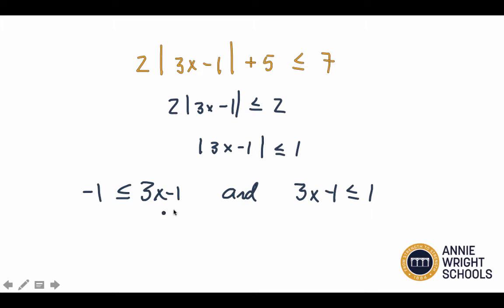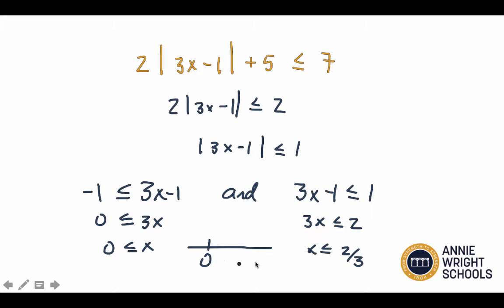I add 1 to both sides. I get a 0 here is greater than or equal to 3x. I get 0 is less than or equal to 3x. I get 0 is less than or equal to x. Over here, I get 3x is less than or equal to 2, and so I get x is less than or equal to 2/3. It's an and situation, so I have 0 here, I have 1 here, 2/3 is here, closed circle, 0 is here, closed circle, and it's everything in between. As interval notation, it would be anything between 0 and 2/3 with brackets because we include those values.